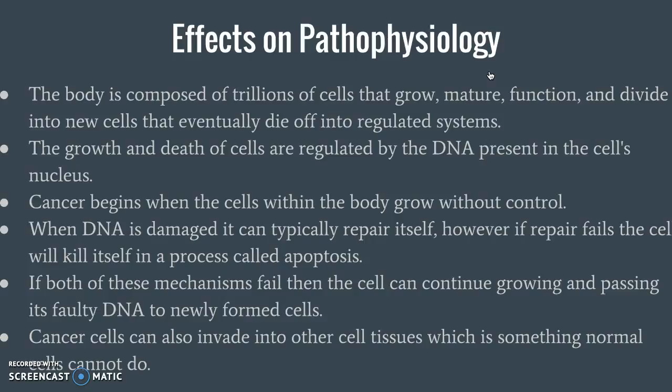When DNA is damaged, it can typically repair itself. However, if repair fails, the cell will kill itself in a process called apoptosis. If both of these mechanisms fail, then the cell can continue growing and passing its faulty DNA to newly formed cells. These newly formed cancer cells can also invade into other tissues, which is something normal cells cannot do.